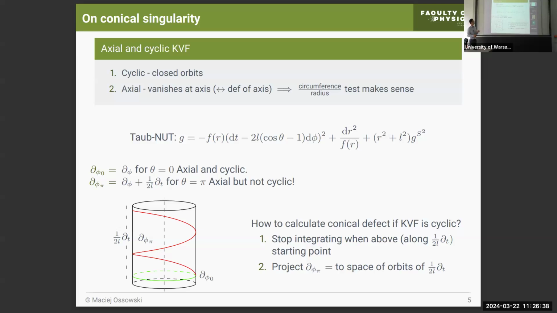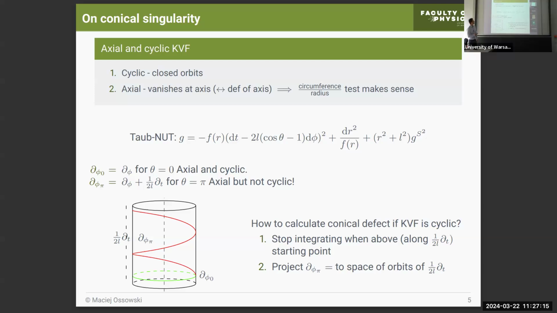It's useful to distinguish two types of Killing vector fields. Those would be the axial and cyclic Killing vector fields. Cyclic would just mean that their orbits are closed, and axial meaning that they vanish at the axis. And you might ask me, what are the axes? Of course, I could tell you that axes are surfaces where some Killing vector field vanishes. So to avoid a cyclic definition, we usually specify where the axes are, and then we look for the axial Killing vector fields.